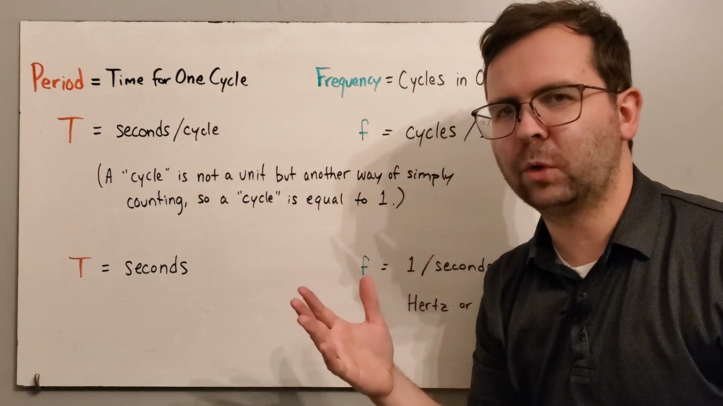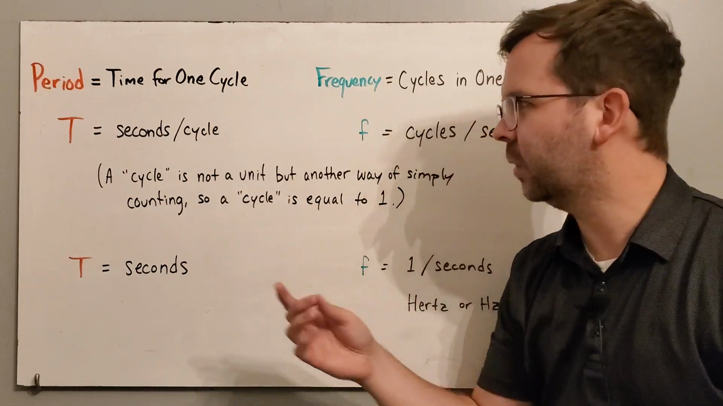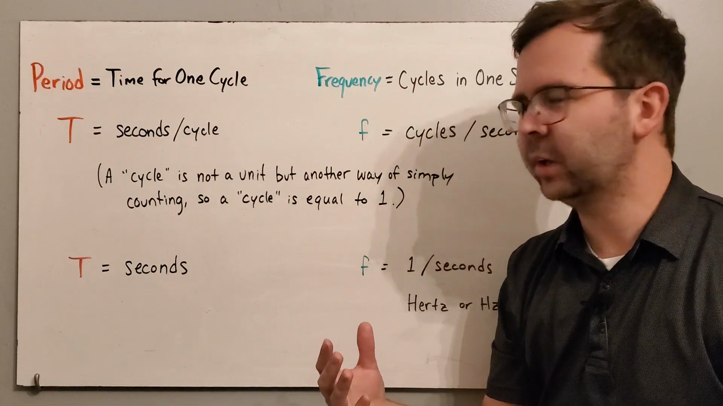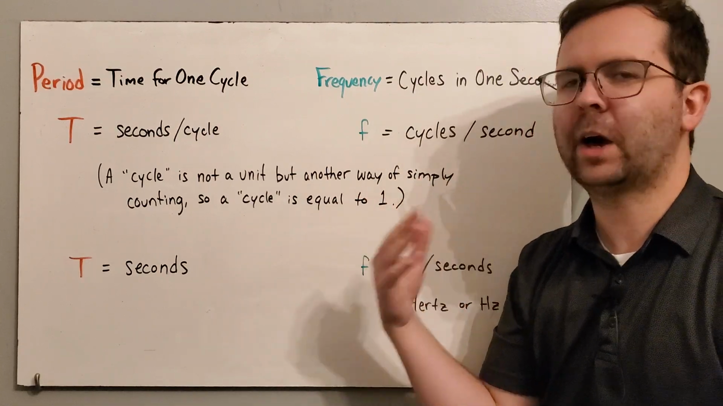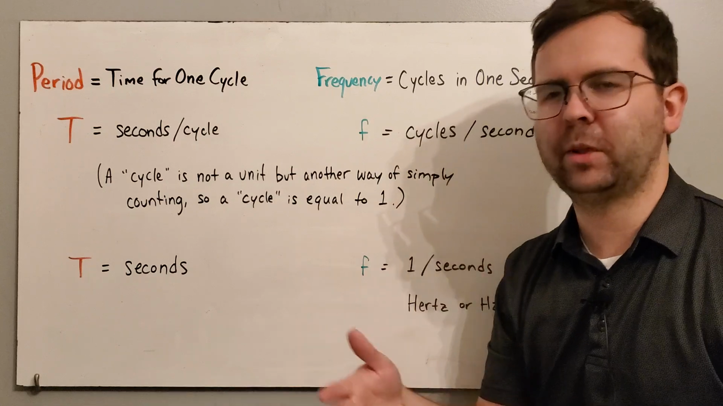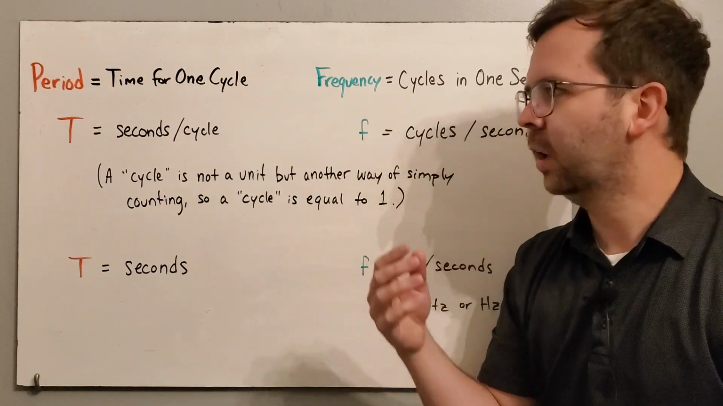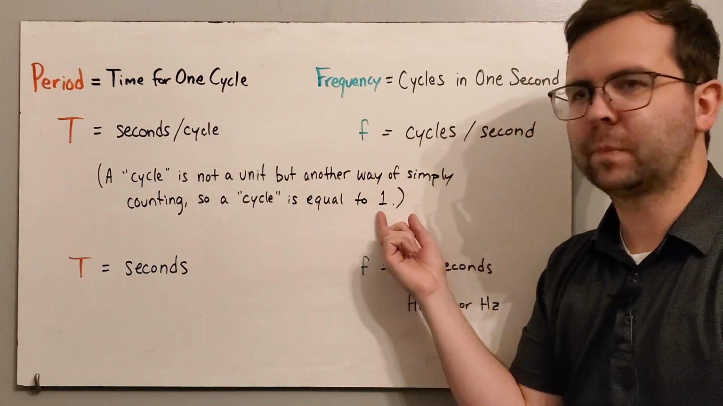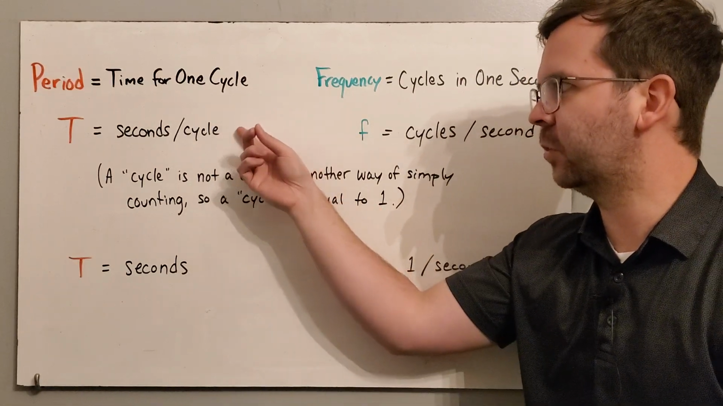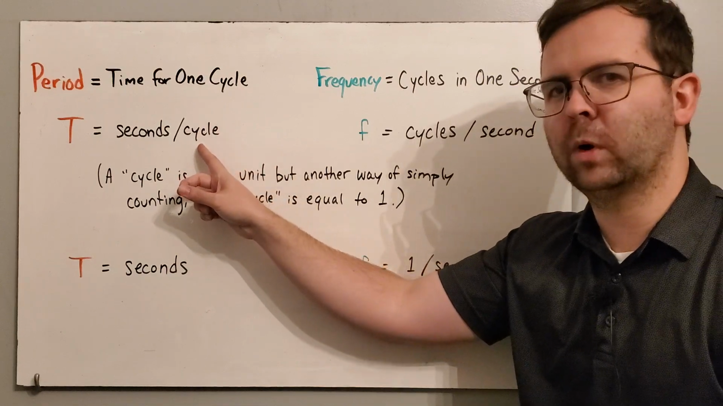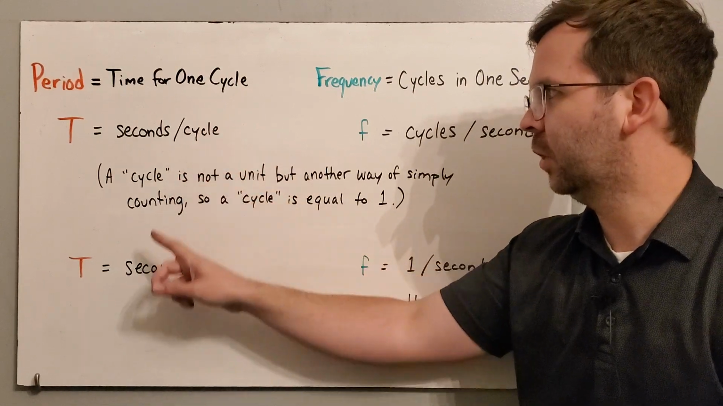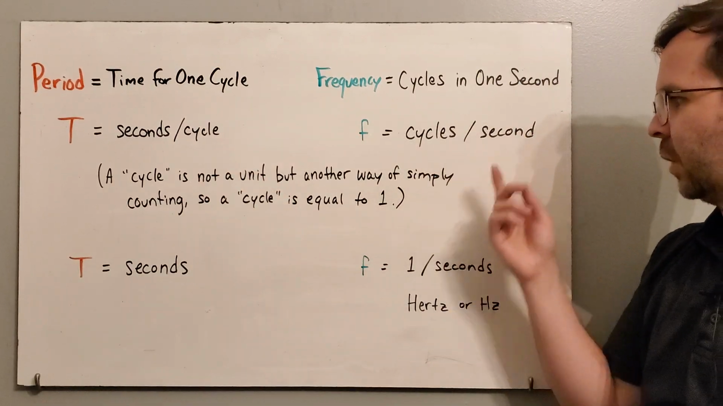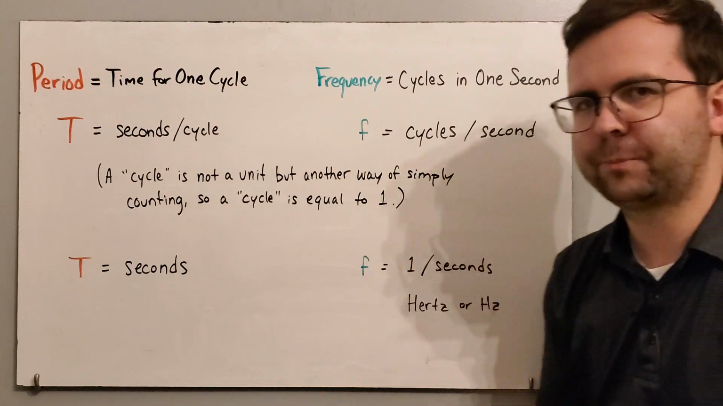Now I do have a technical thing that I wanted to point out here to you. A cycle is not technically a unit, but it's really just another way of simply counting. So we're counting how many cycles happen. So 1, 2, 3, 4. So a cycle is really just a number and it's equal to 1. So we could rewrite these units as just putting a number 1 here for cycle. So seconds divided by 1 is just seconds for period. And then frequency, cycles per second, that would just be 1 over seconds.